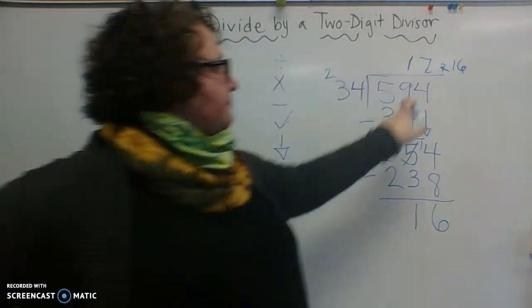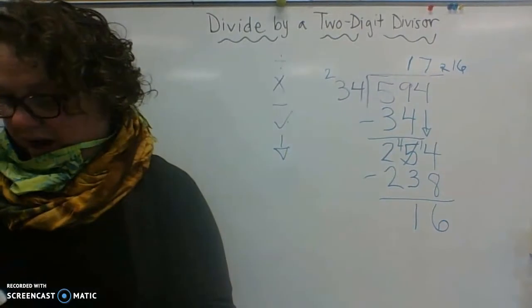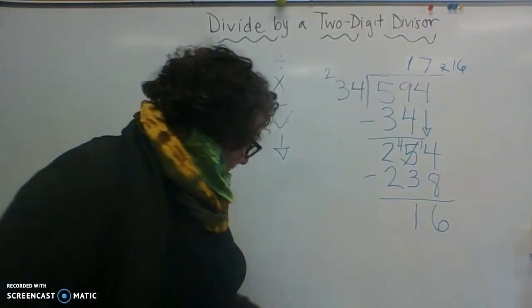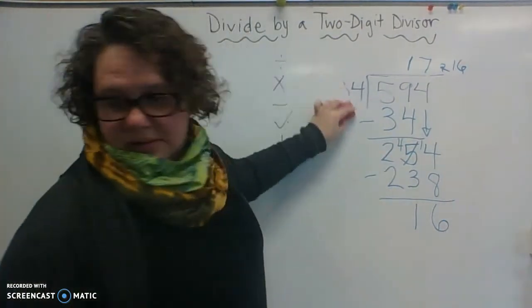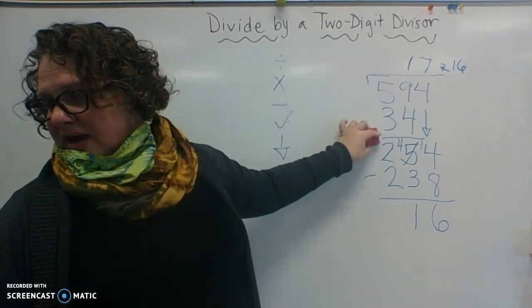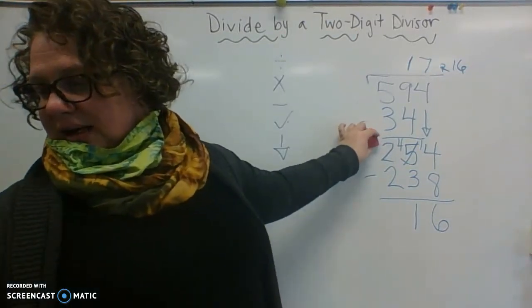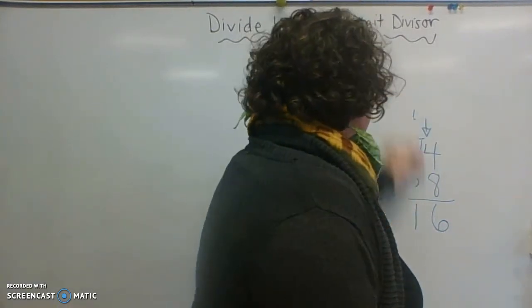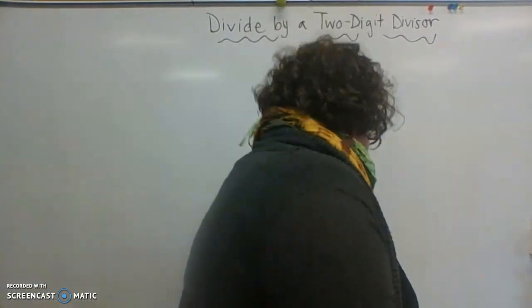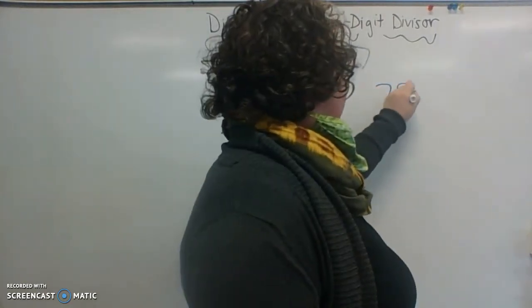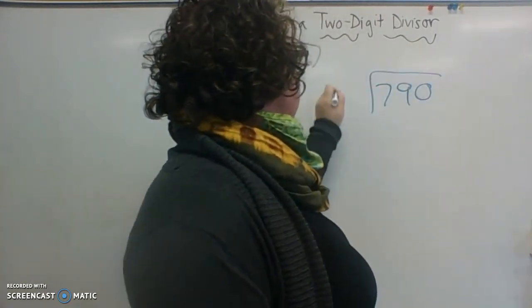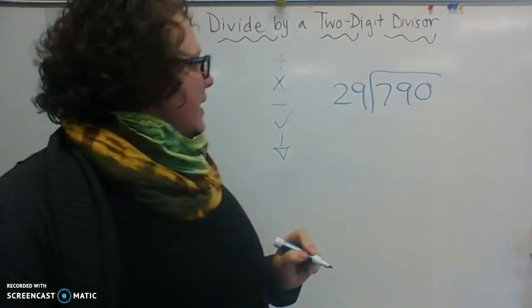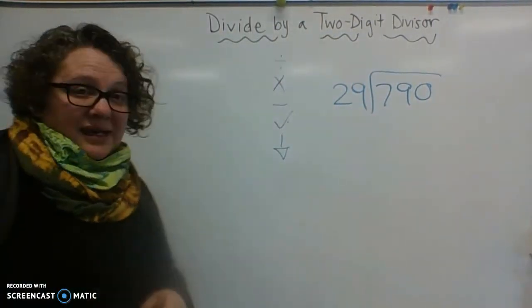Okay. All right, the next problem is 594,790 divided by 29. 790 divided by 29. Write it down.